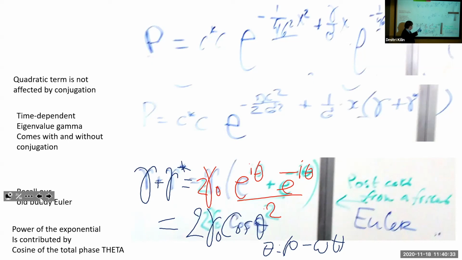So adding together this gamma and gamma star is adding together e to the power i theta and e to the power minus i theta. And according to the Euler equation, e to the power i theta plus e to the power minus i theta will be just cosine theta. Make sense?